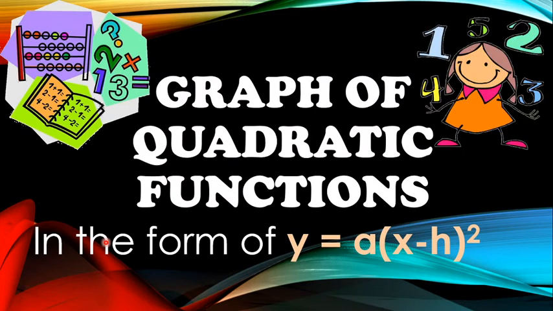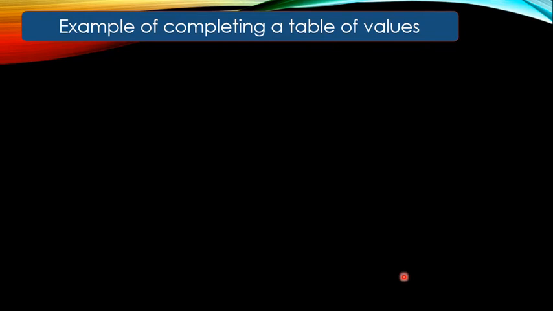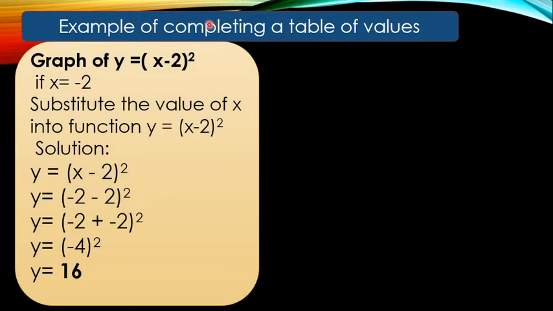Now, we're going to graph another form of quadratic function, which is y is equal to a times the quantity of x minus h squared. Now, we have here a value of h. Aside from a and x here, we have here h, or the x value of our vertex. So, again, here is the example of completing the table of values using this function.